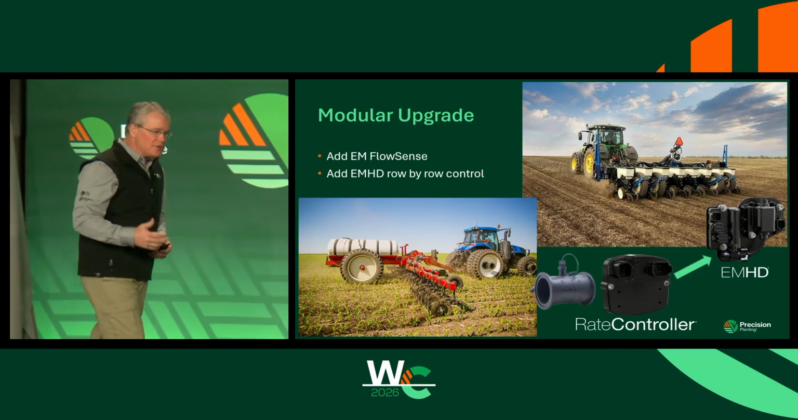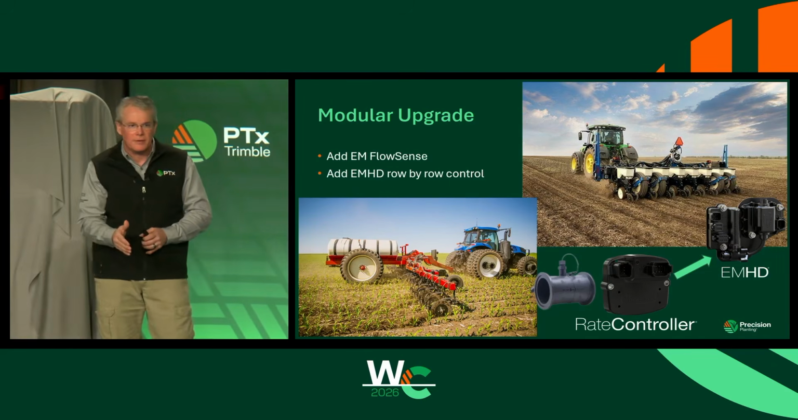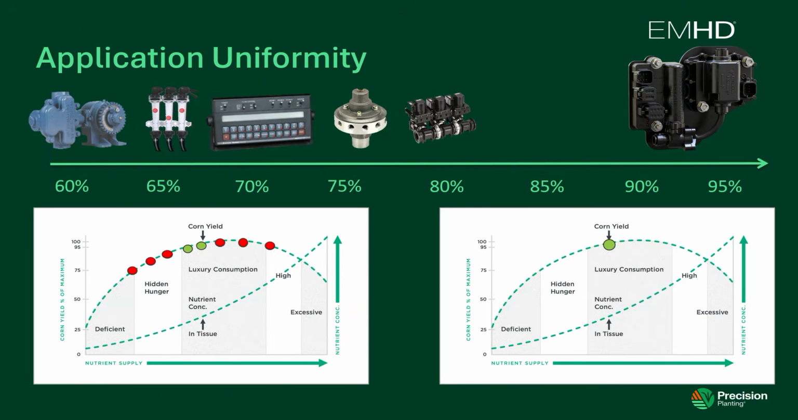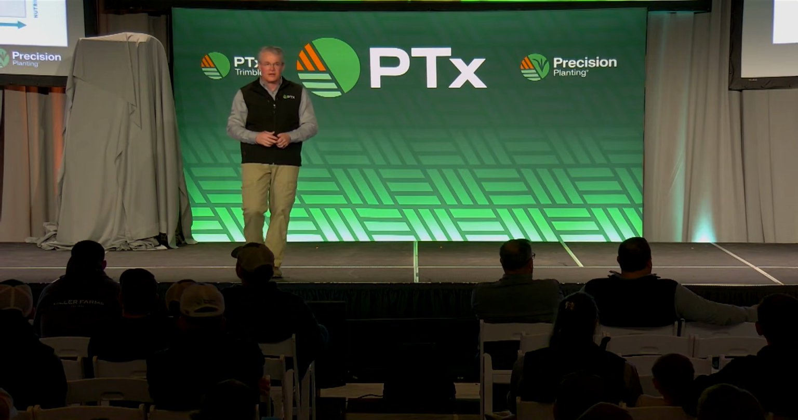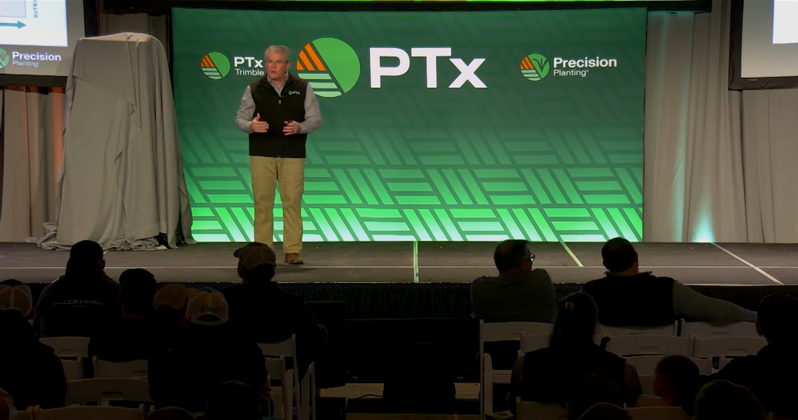And so the engineers designed a ball valve system called EMHD and an electromagnetic flow meter called EM FlowSense to work on every row. So now on every row we have a flow meter and a ball valve controlling to that flow meter to get the right rate at the right time and consistency from row to row to row. So it drives application uniformity, right? We want to hit that luxury consumption. How do we take every dollar of input that we're investing and maximize return, not just per acre and not just per row, but plant by plant?